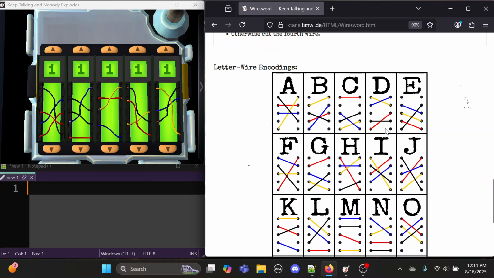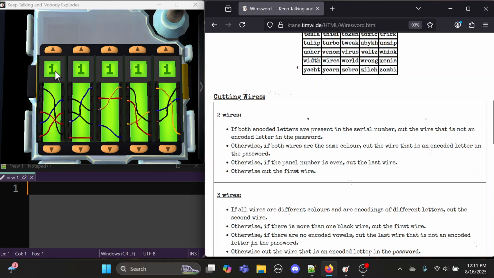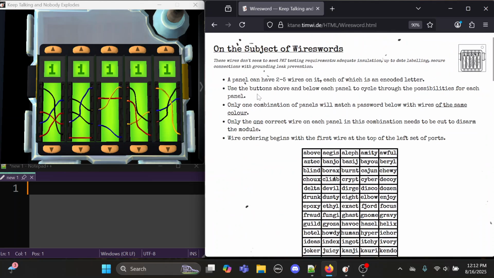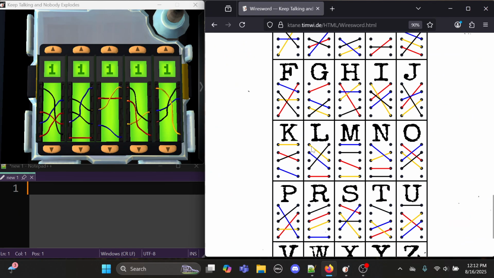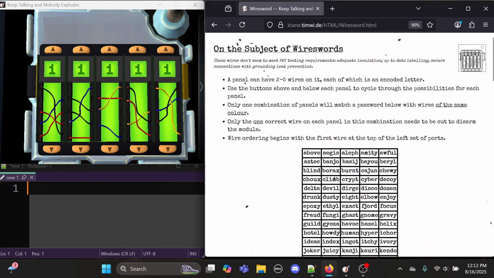So, what we're going to try and do is find, with the first 2 displays, all of the letters. This is personally the way that I do it, because the way that this works is we need to find a word in this word list using the same color of a series of different wires from each of these panels. Only one combination of panels will match a password below with wires of the same color. So we're going to have a case where a specific color, say red for example, will make a word from this table. And that's what we're trying to figure out.